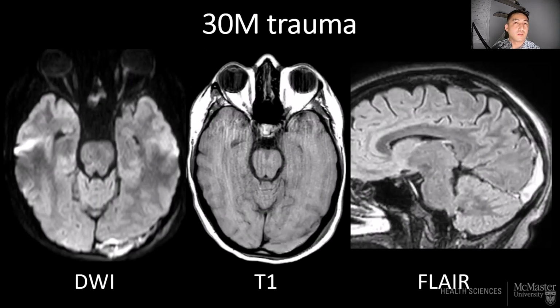On MRI, epidurals look like hemorrhage anywhere else. There's diffusion restriction, isointense signal on T1 weighted images, and hyperintense signal on T2 weighted images with a bit of peripheral hemosiderin.